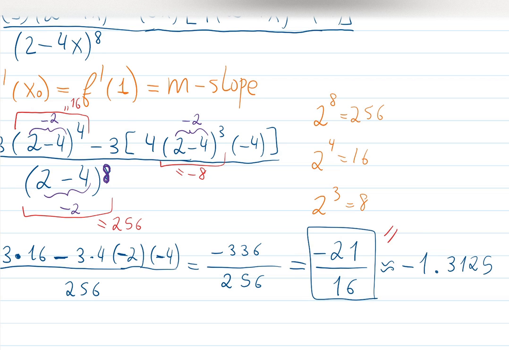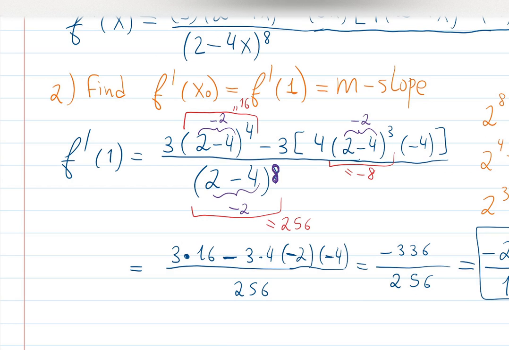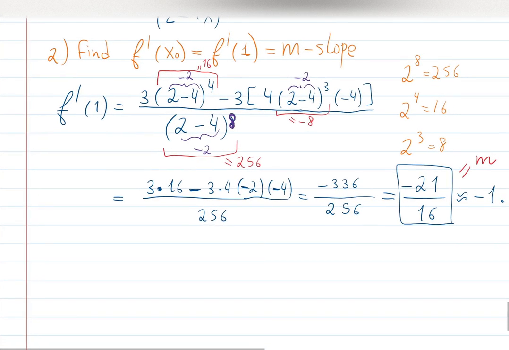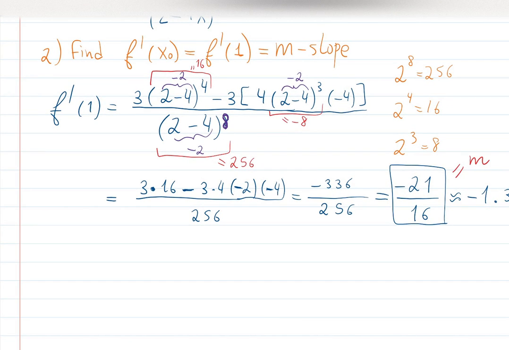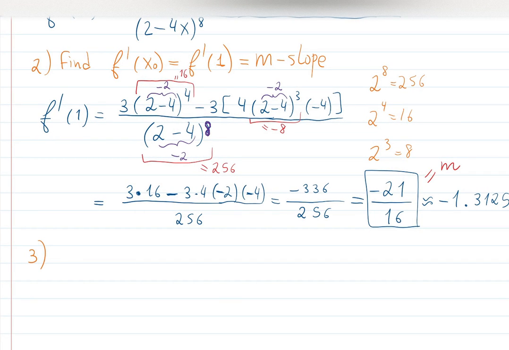This is my m, exact answer and approximate answer. This was step 2. Step 3, remember what we're doing? We're looking for the equation of a tangent line. Do we have everything? For the equation of a tangent line, we usually use the slope-point form, which is y minus y naught equals m times x minus x naught.